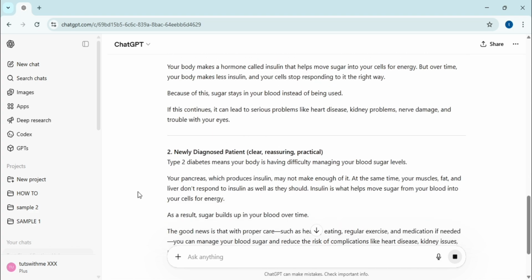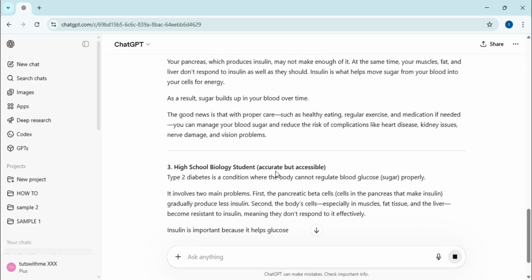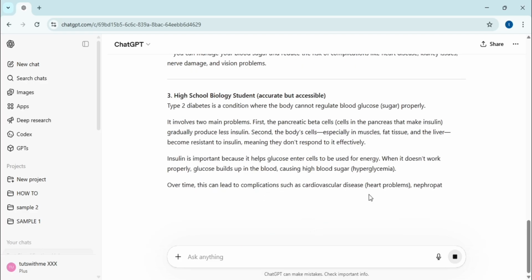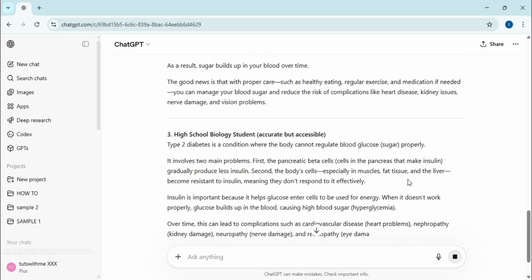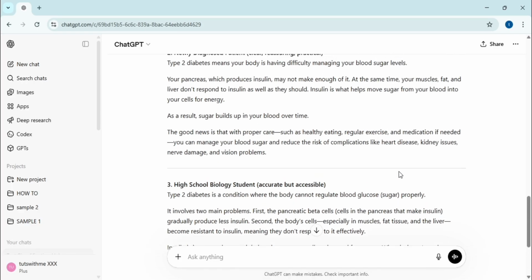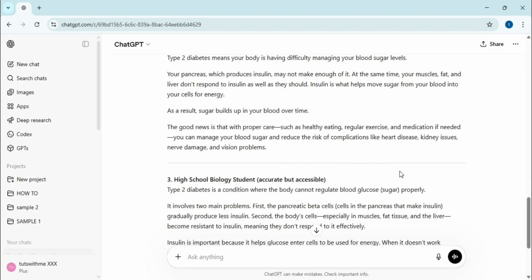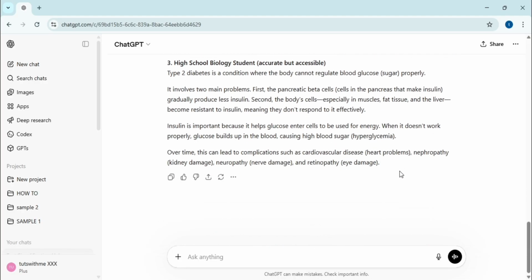The version for patients is written with a reassuring and practical tone, emphasizing how daily habits can help manage the condition effectively. Finally, for the biology student, it maintains scientific depth by discussing beta cells and insulin resistance but structures the explanation so the underlying logic is much easier to grasp. This shows how quickly you can tailor complex information to meet the exact needs of your audience.